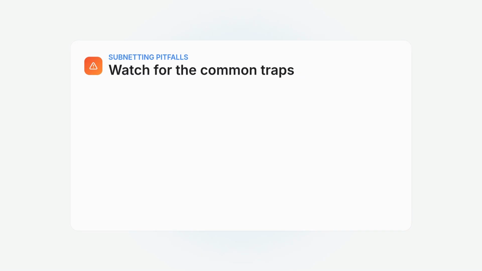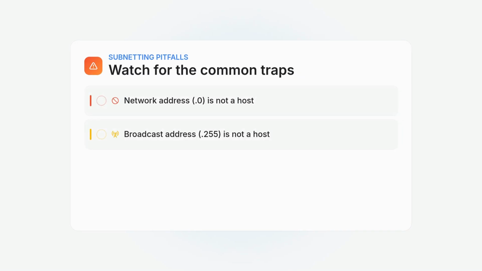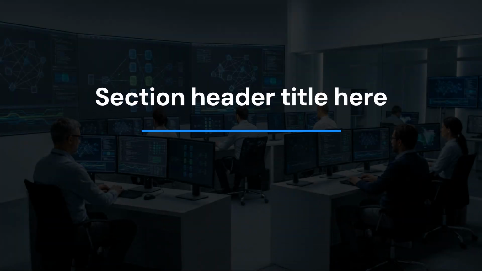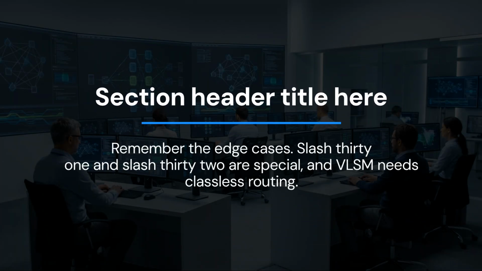Watch for the common traps. Students often pick the network or broadcast address as a host, or confuse the number of subnets with the number of usable hosts. Also remember the edge cases. /31 and /32 behave differently, and VLSM only works correctly when the routing environment supports classless forwarding.